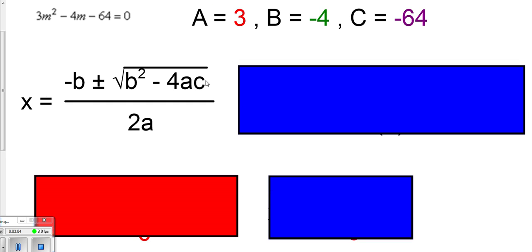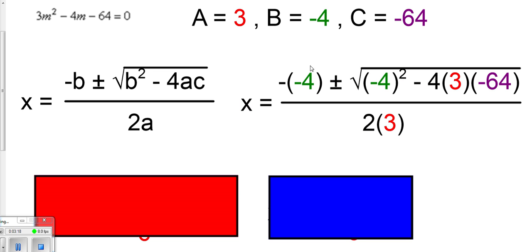Now using these values, here is that quadratic formula again. Negative b plus or minus square root b squared minus 4ac, all of this divided by 2 times a. So we just plug in our values. Negative 4 comes into this piece, so it's negative 4, plus or minus the square root of negative 4 squared, minus 4 times 3 times negative 64. All of this is over 2 times 3. We just took this a, b, and c value and plugged them in accordingly into those spots.